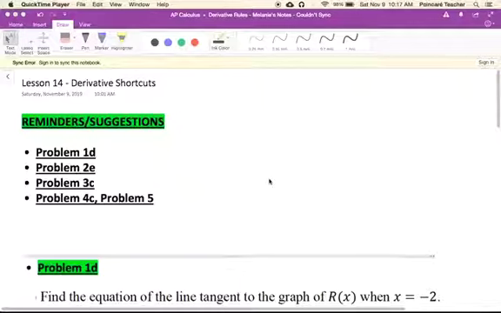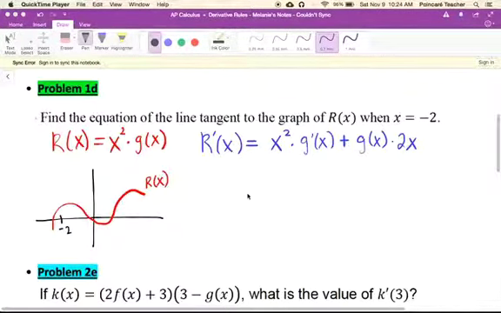The point is I'm going to give you some information, but I'm going to leave the working out of the actual solution up to you guys. The problems I'm specifically going to talk about are problem number 1D, problem 2E, problem 3C, problem 4C, and 5. Okay, so I'm going to talk first about problem number 1D.